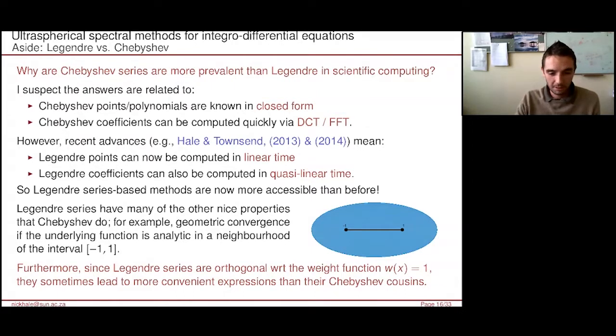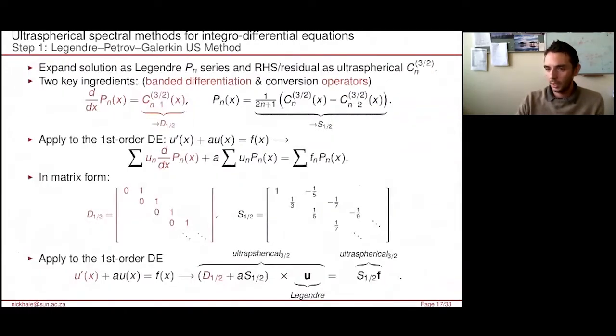And this typically sometimes means that we get more convenient expressions and recurrence relations with Legendre series than we do with Chebyshev series, and actually that's exactly the case here with these convolution operators. I'm going to exploit a nice property of Legendre series with convolution operators that will allow us to do these integrated differential equations with convolution kernel.